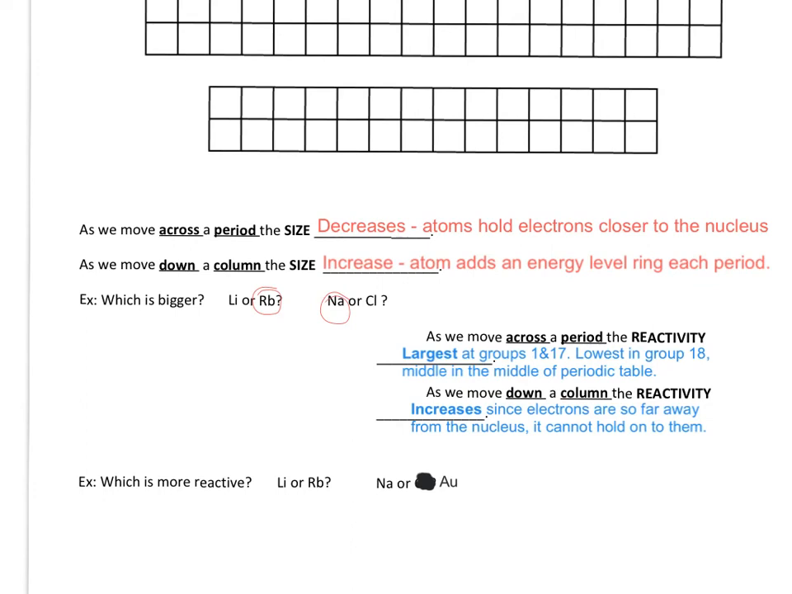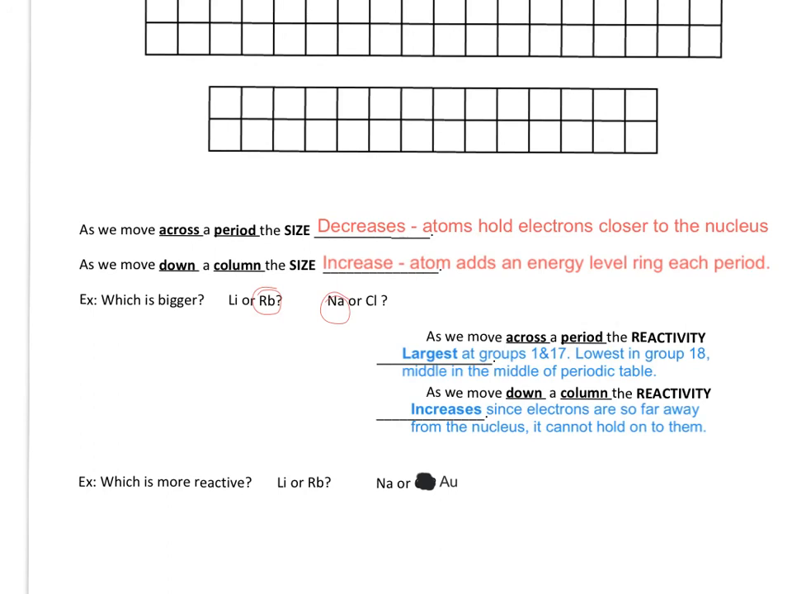Reactivity is a little trickier. We have the highest or largest reactivity in groups 1 and 17 because group 1 has one valence electron and 17 just needs one more. It's lowest in group 18 due to its full octet and has a middle amount of reactivity in the middle of the periodic table. As we move down a column, the reactivity increases, since our electrons are so far away from the nucleus, it cannot hold on to them.